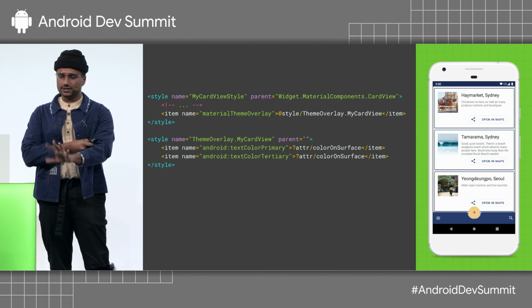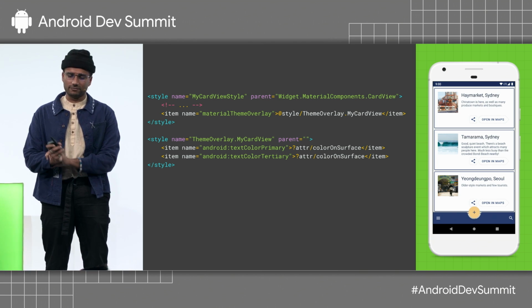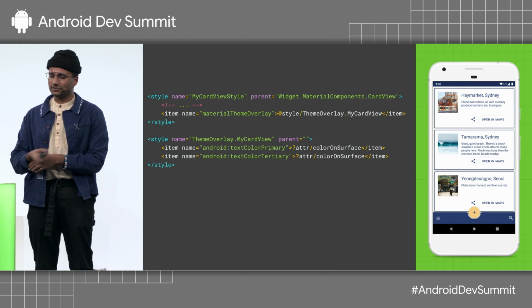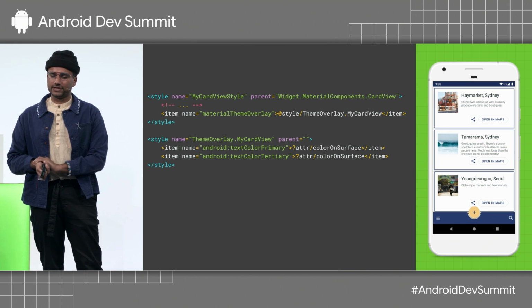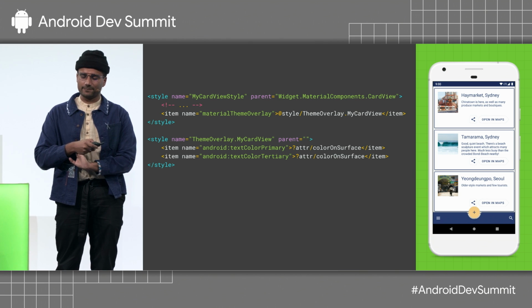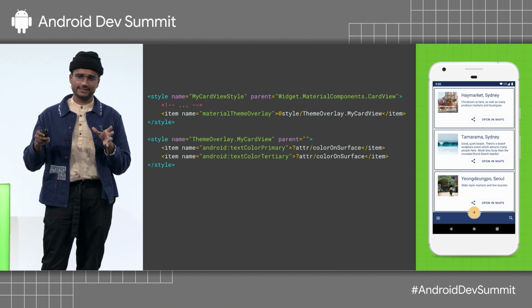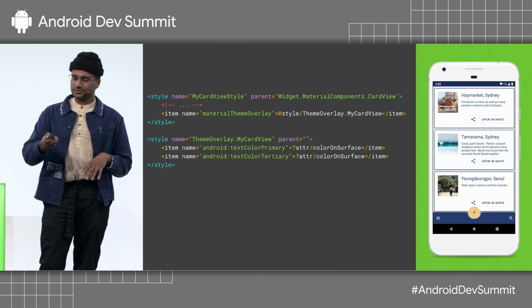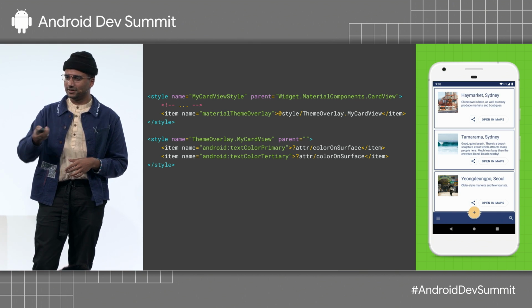Then we can do some text styling for the content of our cards. Say you want all of your text to be color on surface rather than whatever it was previously. We're going to be using what's called a material theme overlay, which I'll talk about in just a second. But this material theme overlay pretty much sets the theme for all the contents of that component. So in this case, we're setting the text color primary and tertiary to set the text color of our notes here.